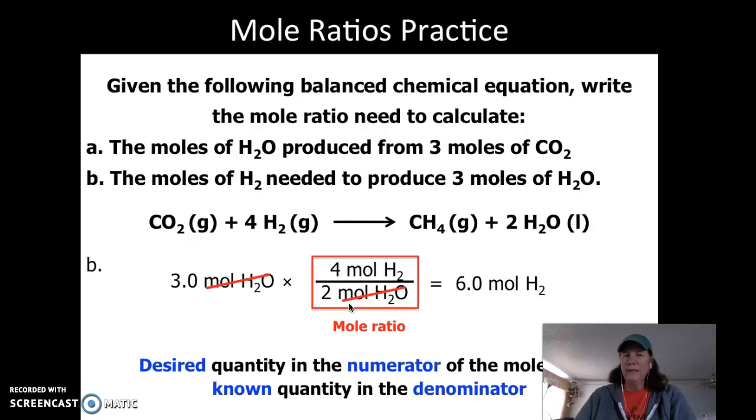So when you're doing mole ratios, write down what you know, then put that on the bottom, what you're trying to find on top, and these are your coefficients from your balanced equations.